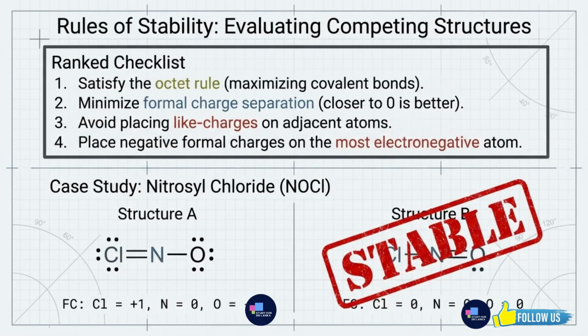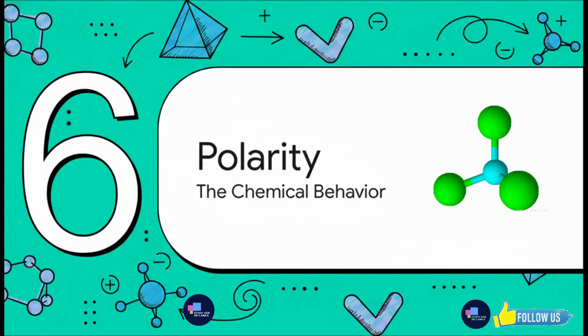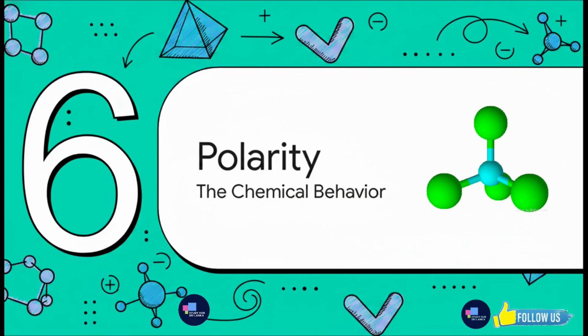Number 1, always try to satisfy the octet rule first. Number 2, minimize formal charge separation. Basically, getting everyone as close to 0 as possible is the goal. Number 3, never put similar charges right next to each other. And number 4, if you absolutely must have a negative formal charge, make sure it sits on the most electronegative atom. If you just follow this checklist in exact order, you will always identify the most stable structure. Guaranteed. And our final section, number 6, Polarity and Electronegativity, the Chemical Behavior.